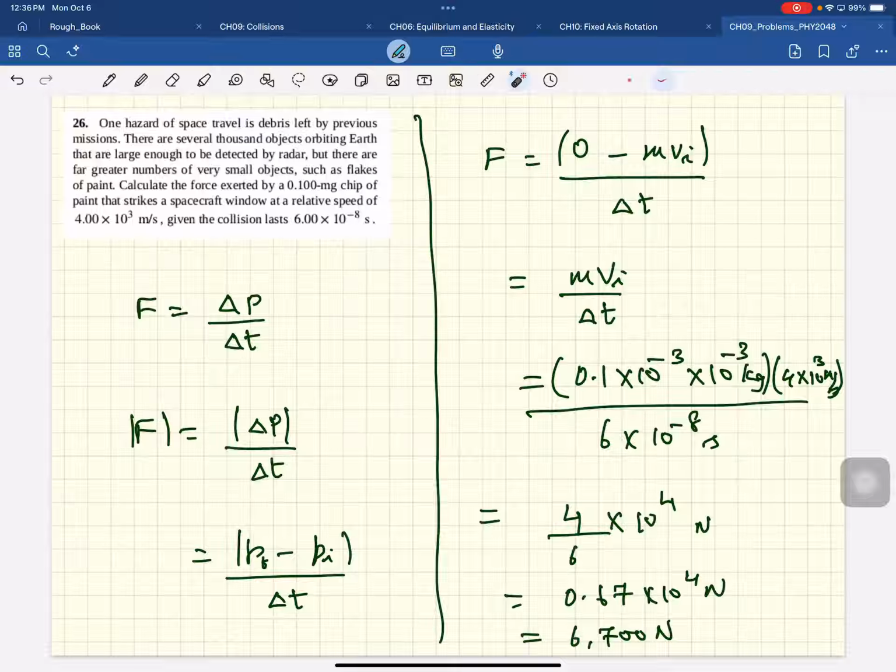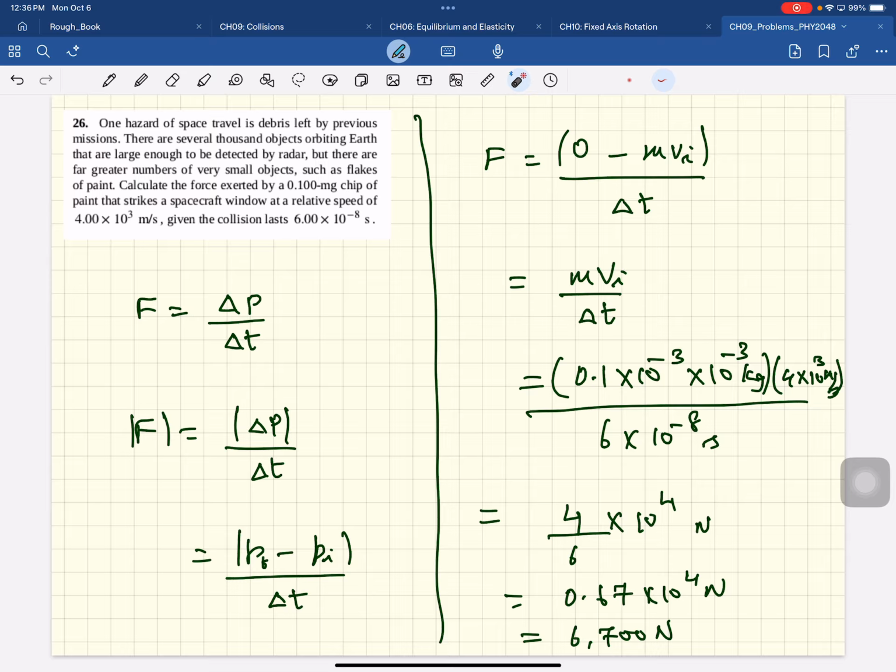Do you have any idea of that force? Is that a large force? Okay, so your weight is about 600 newtons. So this is 10 of you or 11 of you. Okay, that's the force with which that speck of paint hits the window.